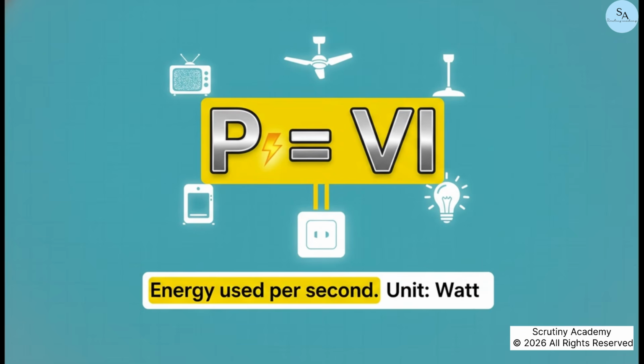But here's a pro tip. If you mix this with Ohm's law, you can get two other super useful versions. P equals I squared R and P equals V squared over R. Knowing all three gives you a massive advantage.